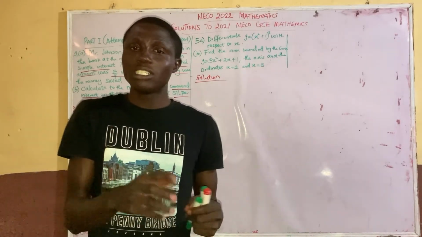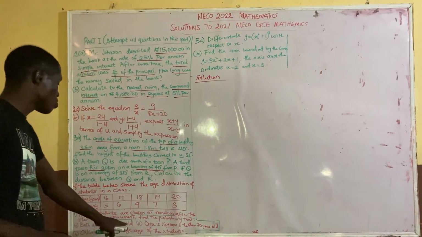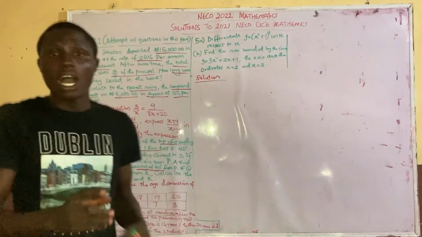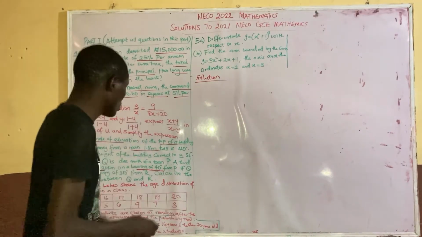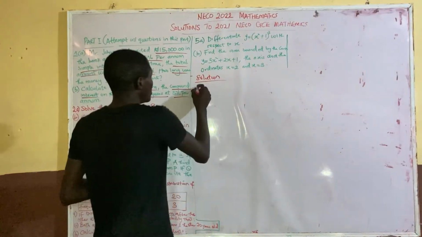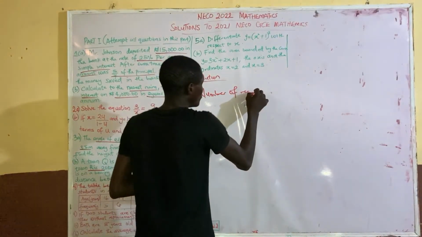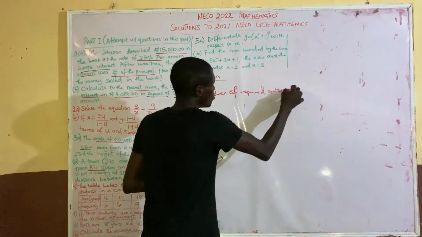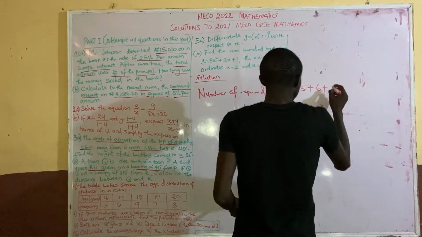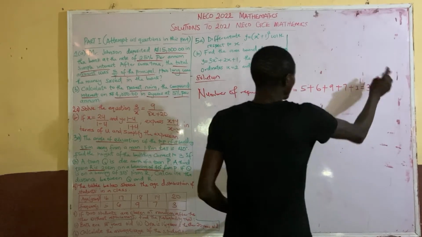There is something we use to calculate probability with or without replacement. One of them is the tree diagram. So for example, if I want to determine the probability that both students selected are 18 years old without replacement, the first thing is to calculate the number of required outcomes. The total is 5 plus 6 plus 9 plus 7 plus 3, which is equal to 30. So we have 30 students.